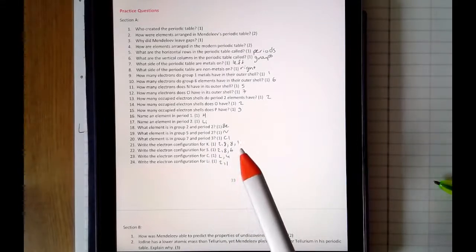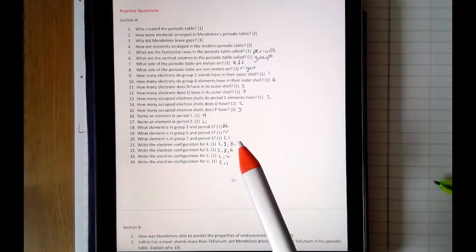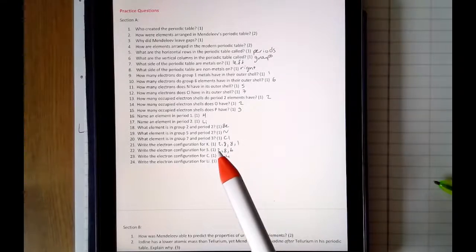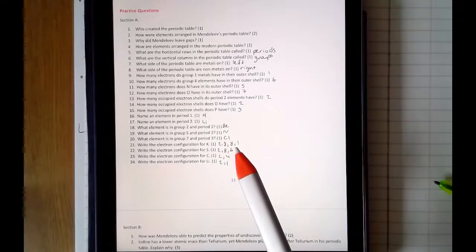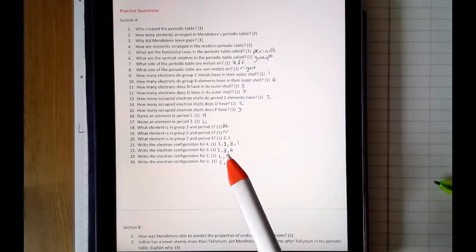And again, if you look at the electron configuration, I can know straight away that potassium must be in period 4 because there are 4 shells, and it must be in group 1 because there's 1 in the outer shell. Sulfur must be in period 3 and it must be in group 6. Carbon must be in period 2 and in group 4. Lithium must be in period 2 and in group 1.